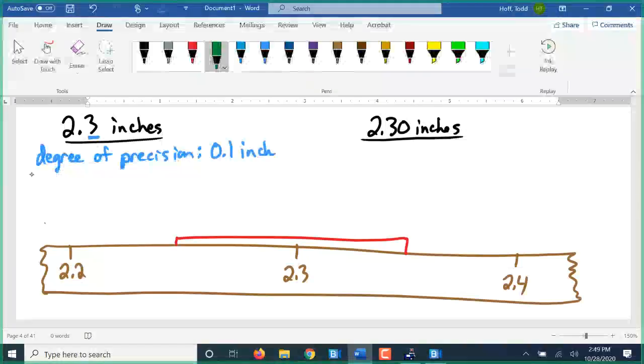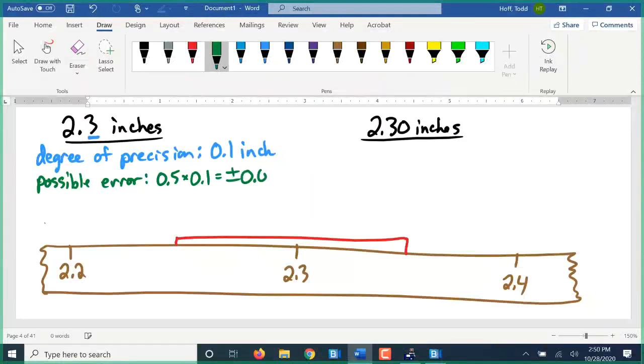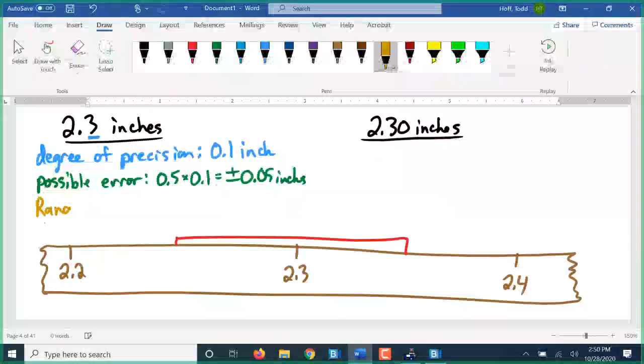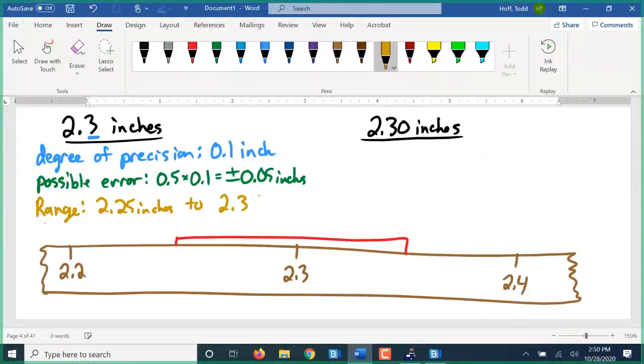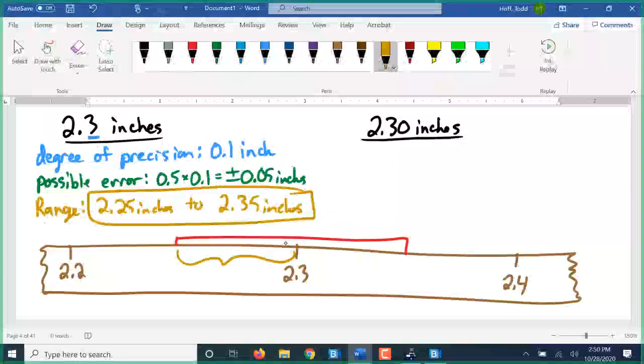So the possible error, well, rather than using 1/2 times the degree of precision, I'm going to use 0.5 times it just because it works easier with decimals. So that's plus or minus 0.05 inches. So as you can see from the illustration, that gives us an implied range, I'm just going to write range instead of implied, of 2.25 inches to 2.35 inches. It can be off by as many as 5/100ths to either side. This, of course, would be 5/100ths of an inch.